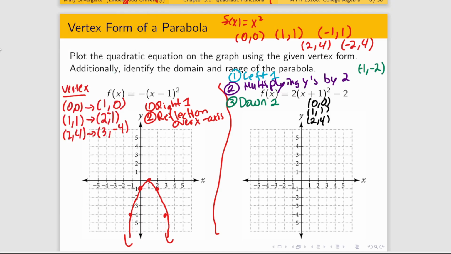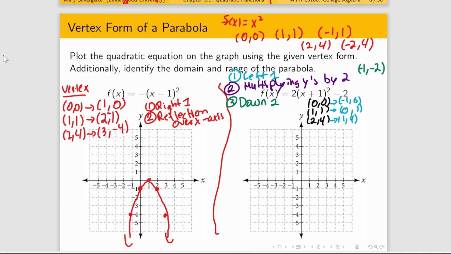So for the very first transformation, to move these left 1, that moves (0, 0) left 1 to (-1, 0). It moves (1, 1), moving the positive 1 left 1, to (0, 1). For (2, 4), to move it left 1, that moves the 2 to (1, 4).